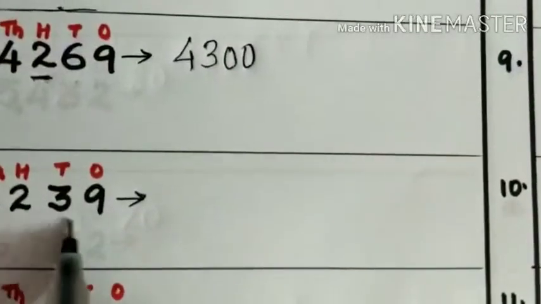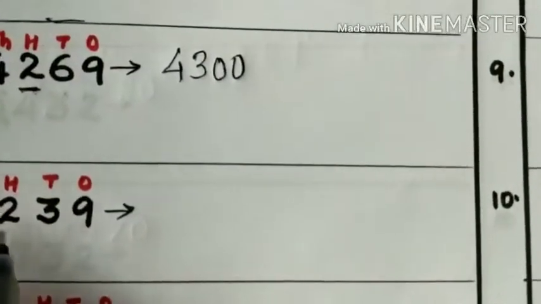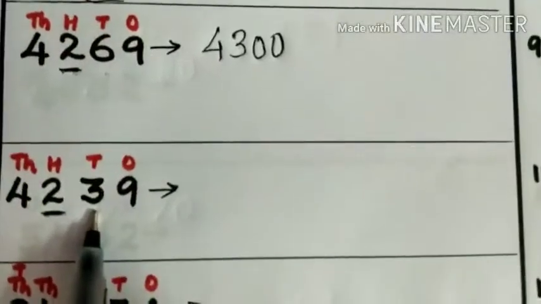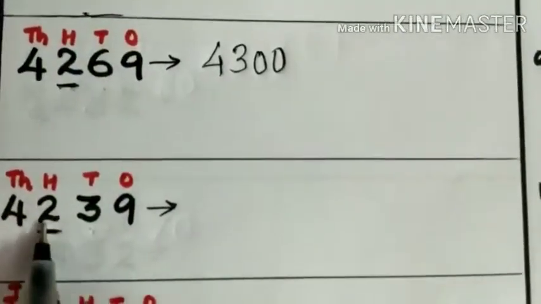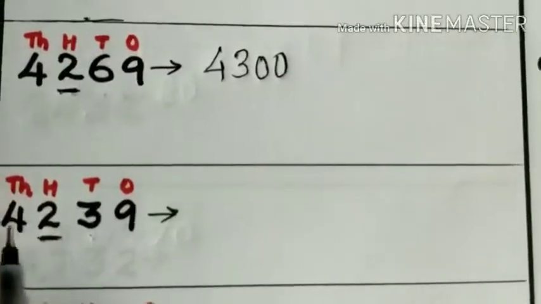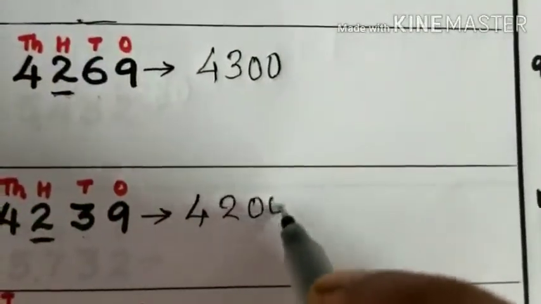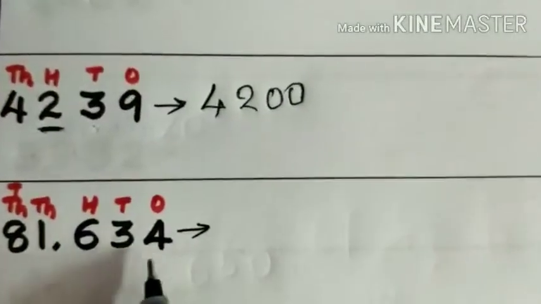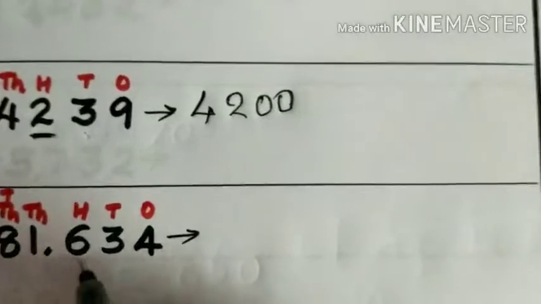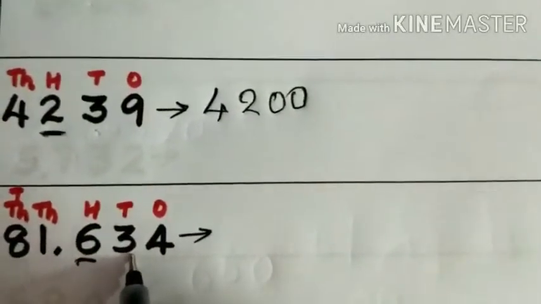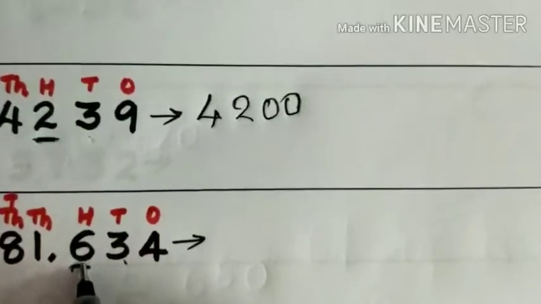Next, 4239. Underline the hundreds place digit. Next digit is 3, less than 5. So no change for 2. 4200. Rounded down to 4200. Next, underline the hundreds place digit 6. Next digit 3. 3 is less than 5. So no change for 6.